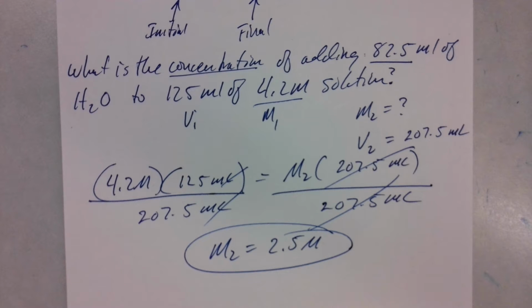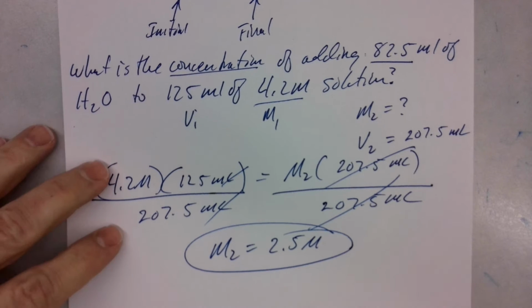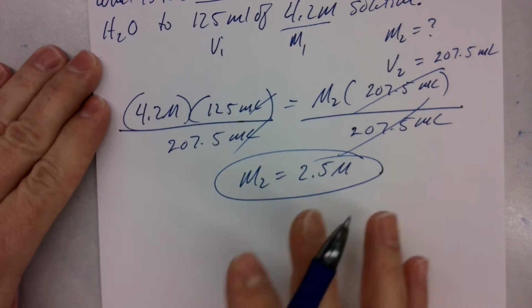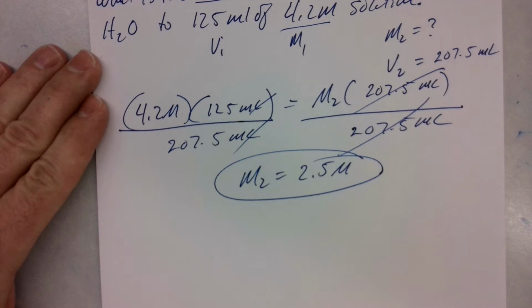So it had to be smaller than 4.2. Exactly, because I'm doing what? I'm diluting it. My concentration must go down. It's an inverse relation. My volume goes up, my molarity must go down. Great point. Okay? Now, from there, we're going to work, especially in the lab.